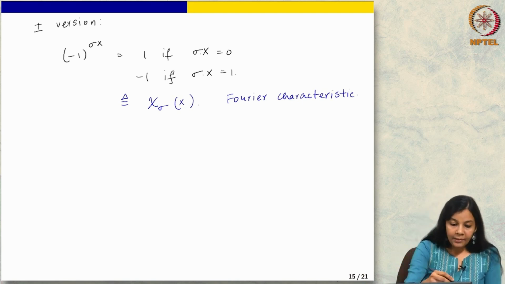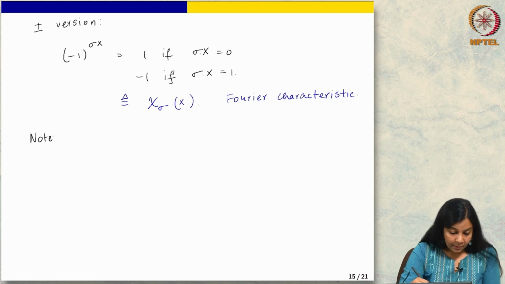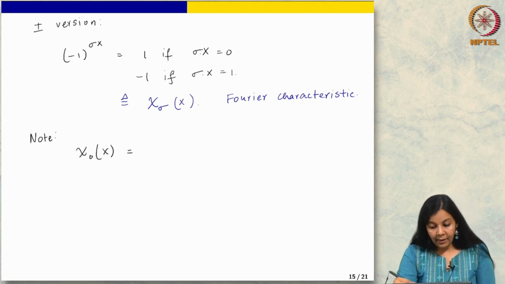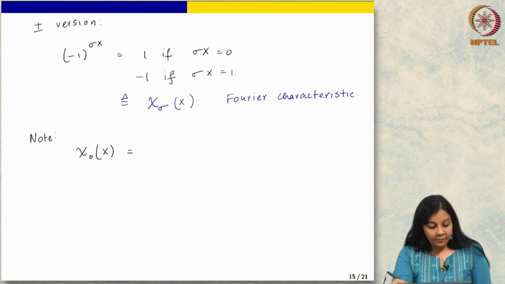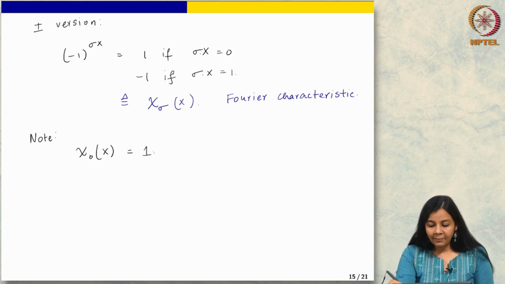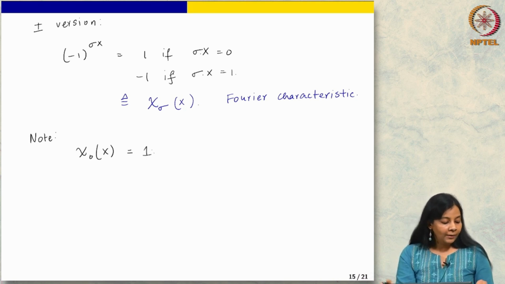Okay, and this is called the Fourier characteristic. By the way, a quick note here, which you will see comes in handy again and again. What is chi 0 of x? For any x, it is just 1, just by definition, very easily. Okay, good. So, everybody understood the definition of the function, right.